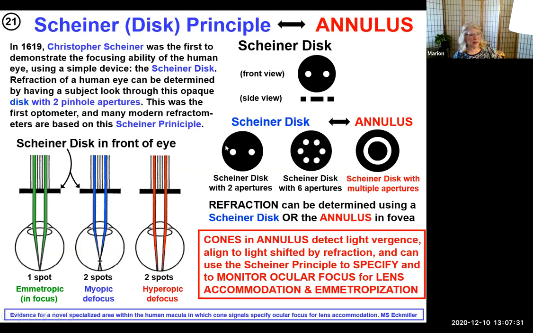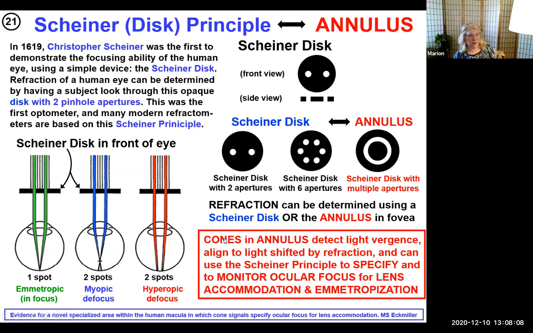So I was then realizing, just learning about this, that a Scheiner disc with 2 apertures could be made into a Scheiner disc with 6 apertures. And I said, oh, wow, that is just like what the fovea is doing. We have in this annulus, it represents a Scheiner disc with continuous or multiple apertures. So I concluded that refraction of the eye can be determined using a Scheiner disc or this annulus in the fovea. What does that mean?